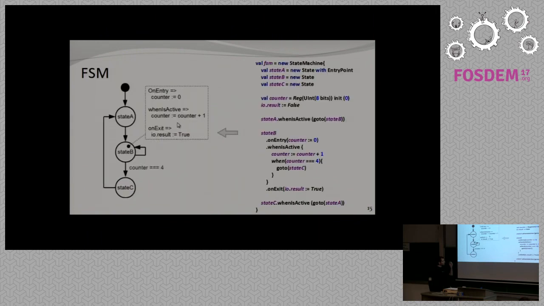You can design a state machine as you do in VHDL and Verilog by using switch statements and things like that. But you can also use the state machine tool. The state machine tool is once again implemented on top of SpinalHDL. It's not something integrated in it. If you want to do this state machine, you can say, I want a new state machine. I want states A, B, C. State A is my entry point. Then you can define some signals inside it. And then you can say, state B on entry, I want to set my counter to 0. State B, when it is active, I want to count up. When my counter is 4, I want to go to state C. And then on state B, when it exits, I want to set my IO result to true.